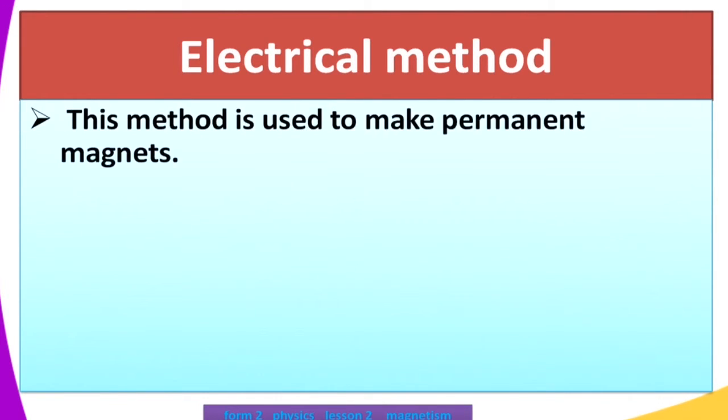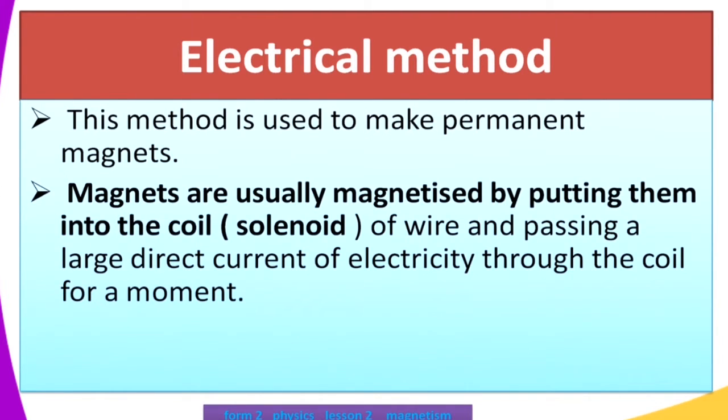So from our discussion in the lab, this method is used to make permanent magnets. And one thing about this method is that magnets are usually magnetized by putting them into the coil. That coil is called a solenoid of wire, and passing a large direct current through the coil for a moment. So we use direct current for magnetization, but not alternating current. Direct current flows in one direction. We will understand why we're not using the alternating current. So the current used in the electrical method is the direct current. That's one thing we have to note here.